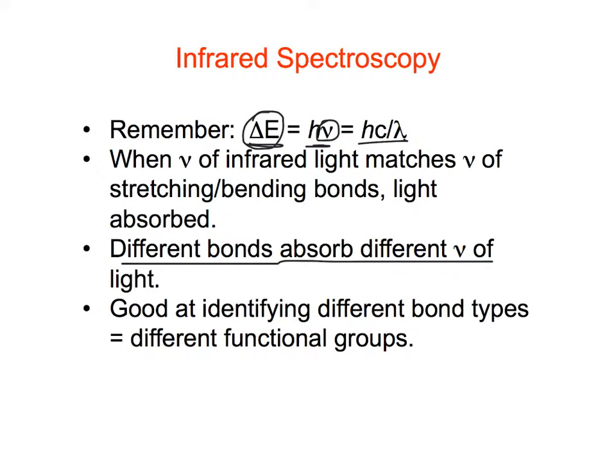light. And so in a very simplistic view, in organic chemistry, when we talk about different kinds of bonds, we're talking about different functional groups, right? And so IR is essentially good at identifying different functional groups. Okay?